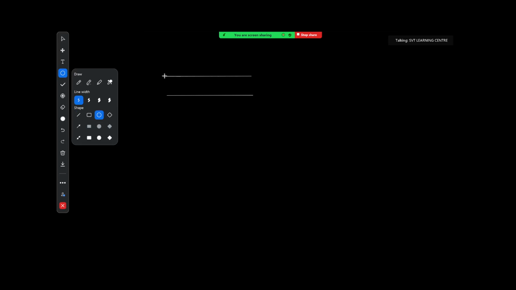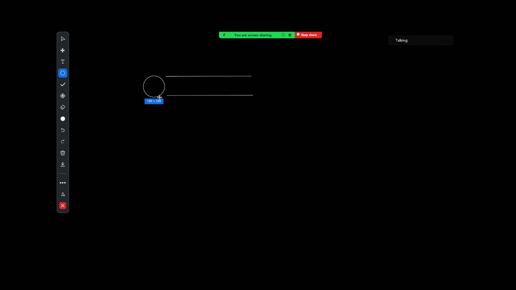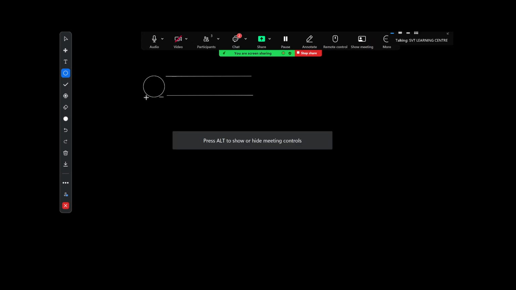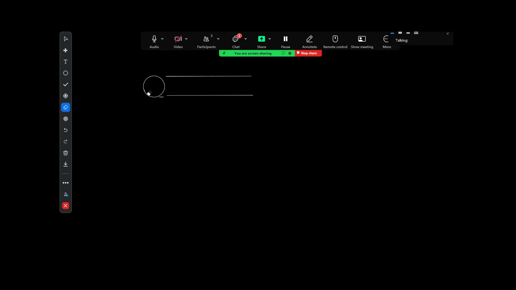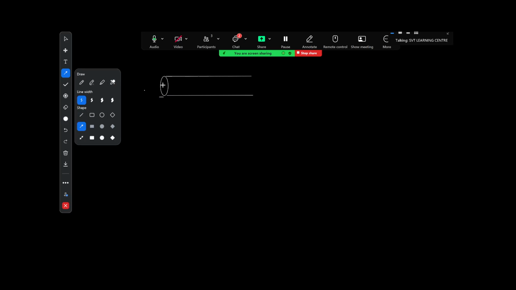Just for reviewing certain things, let's look at a wire. So this is how our wire would look. It would be more or less like a cylinder, correct? So we can look at it like a cylinder. Now this would be the radius of the cylinder, and let us say that the length of the cylinder is L.